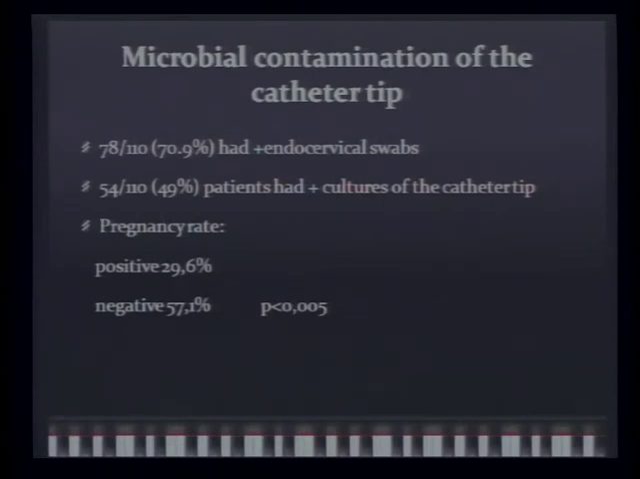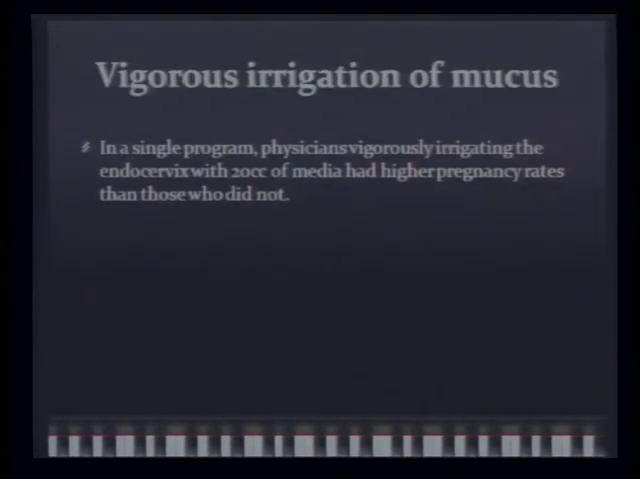What about the microbial contamination of the catheter tip? When we had positive posterior endocervical swabs, the pregnancy rate was 30%. When the swabs are negative, the pregnancy rate is as high as 60%. So microbial contamination is another issue that should be considered.